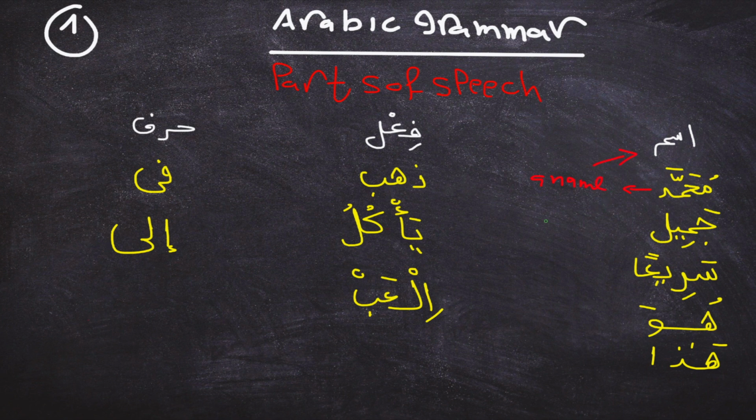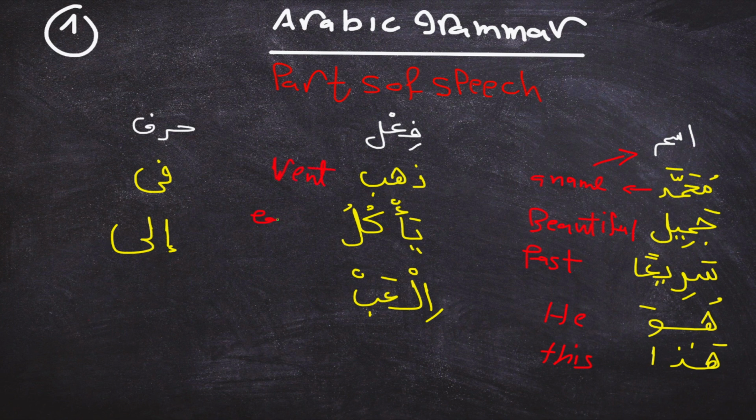When you look at the ism, Muhammad is just a name. Jamil, beautiful, it's an adjective. And then we have Sariya, fast, adverb. And then we have Huwa, it's a pronoun. And then we have Hada, it means this, demonstrative. All these types of words are under the category of ism.